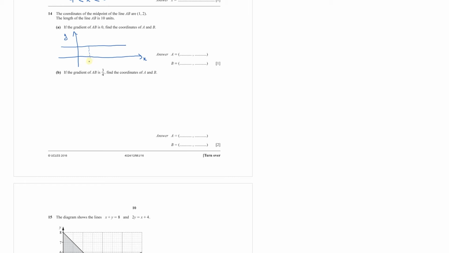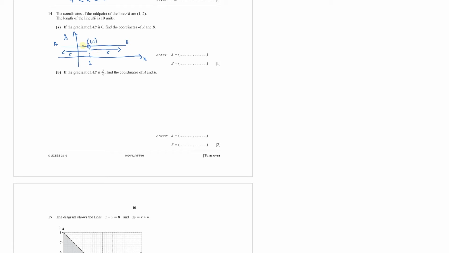So the x value is 1. So this point here is 1, 2. And the length of AB is 10 units. So if this is the midpoint, that means the length of the line from here till the end is 5, and also the length to the left should be 5. Only then this becomes the midpoint of line AB.